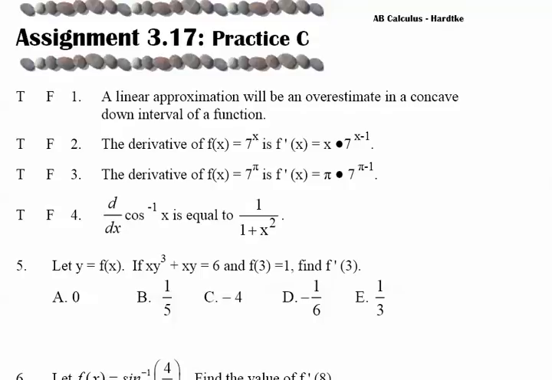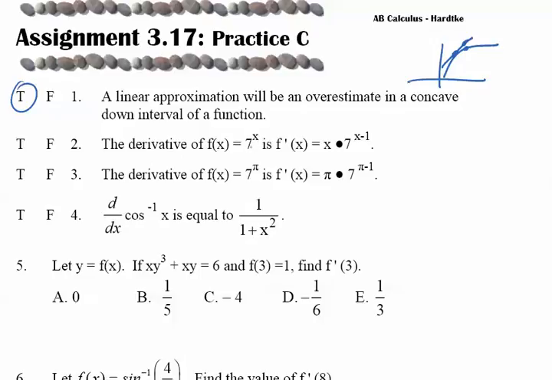And we've got more practice with all of our derivative rules and techniques. A linear approximation will be an overestimate in a concave down interval. If you think you've forgotten, simply make a diagram and you'll see that, yes, the tangent line is higher than the curve itself. So that would be true.